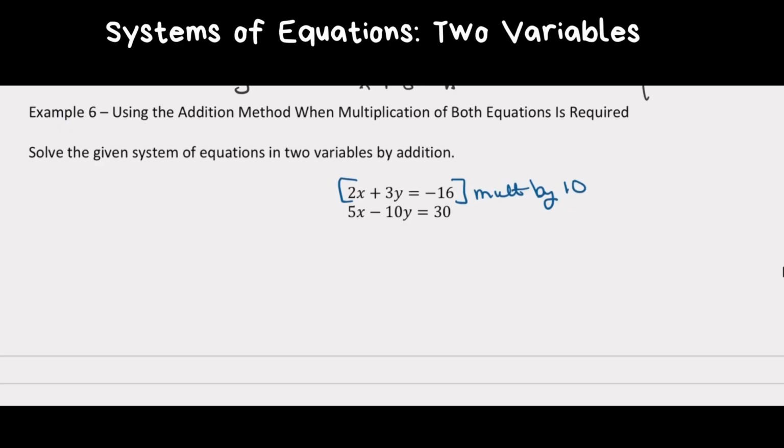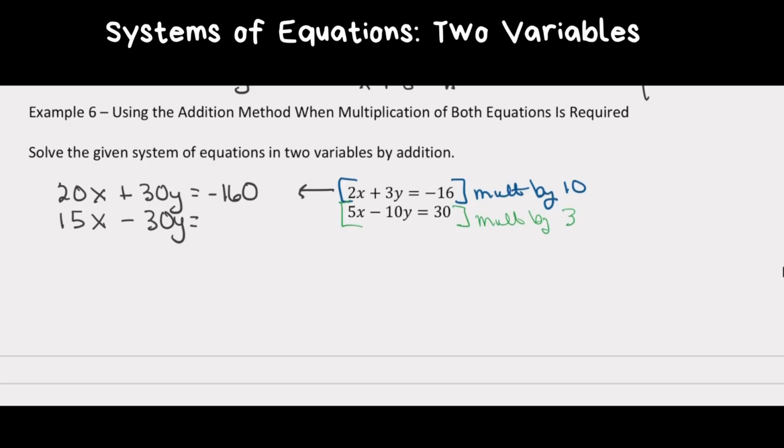by a positive 10, okay? And I'm going to multiply this bottom one by a 3, okay? What will this look like? The top one will be, everything gets multiplied now, 20x plus 30y equals, this side too, negative 160, okay? The next one will turn into 15x minus 30y, which is what we were after, right, is equal to, this side too, 90.